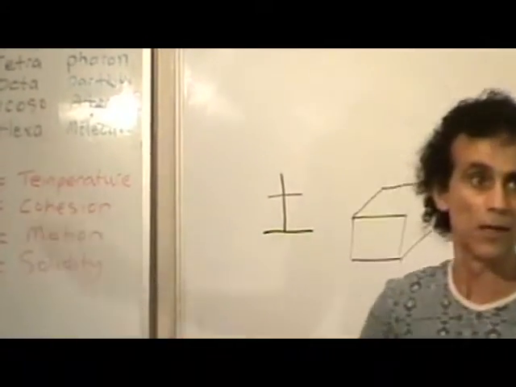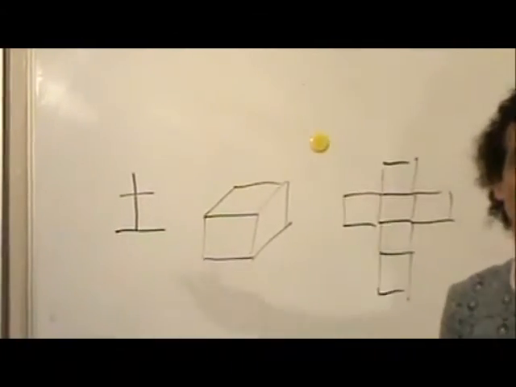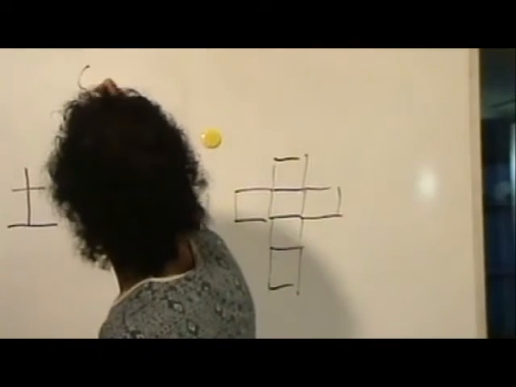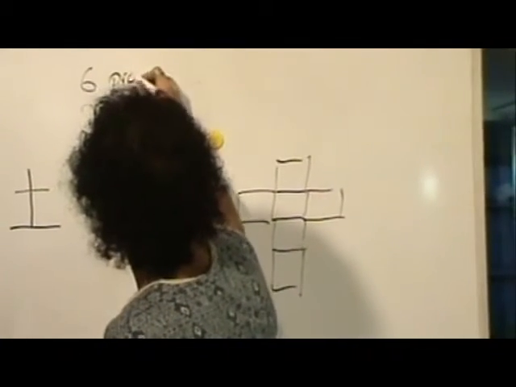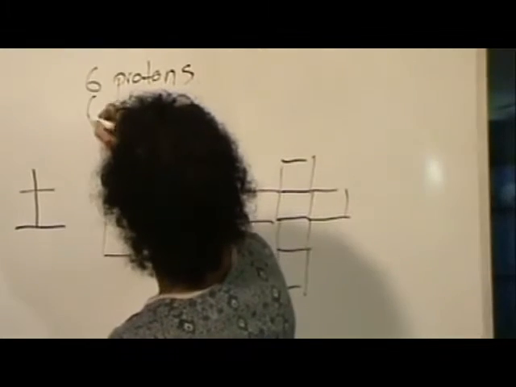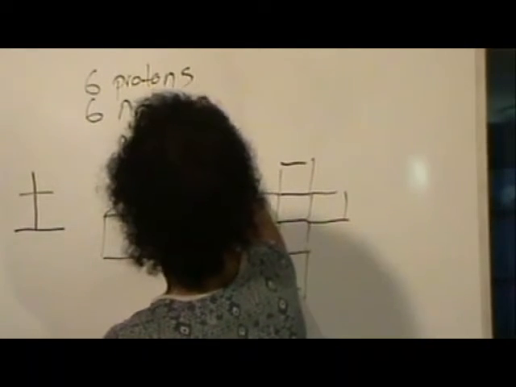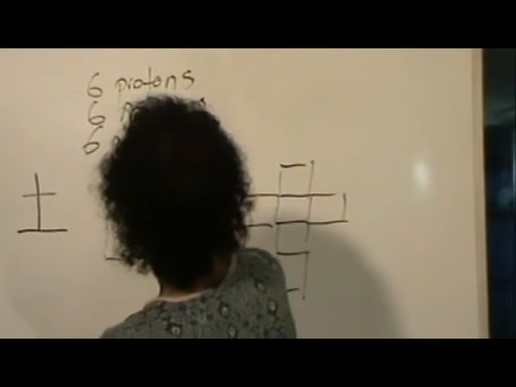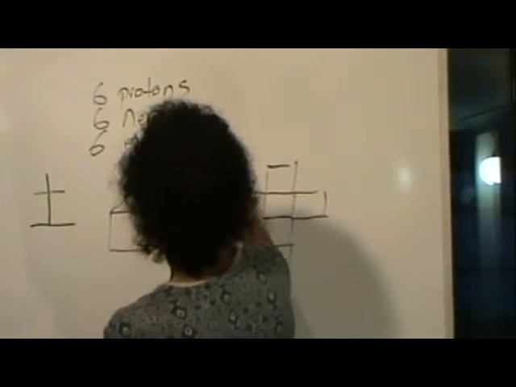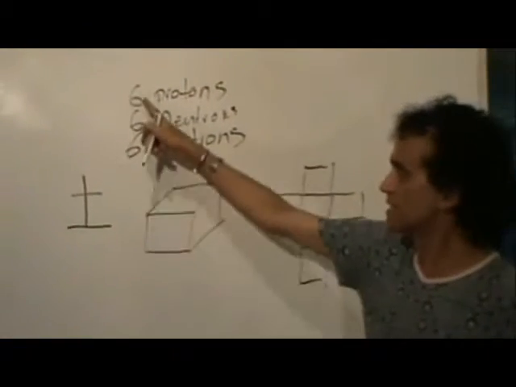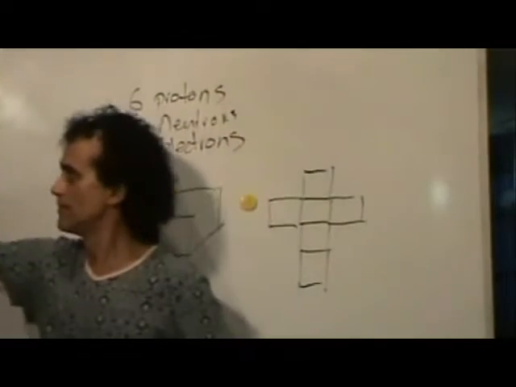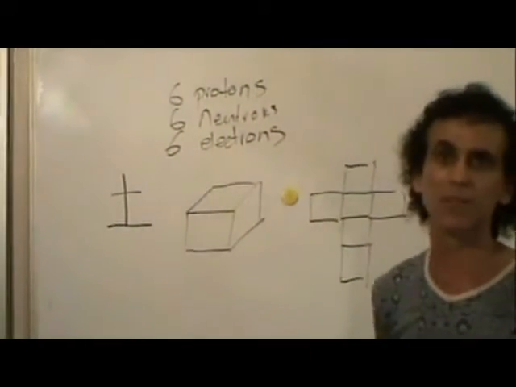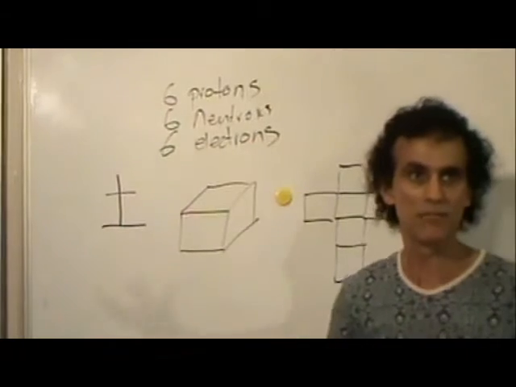Solidity. What are the elemental numbers for carbon? Carbon has 6 protons, 6 neutrons, and 6 electrons. 666. It's carbon. The mark of the beast. It's the mark of man. It's the number of a man, because men are solid.